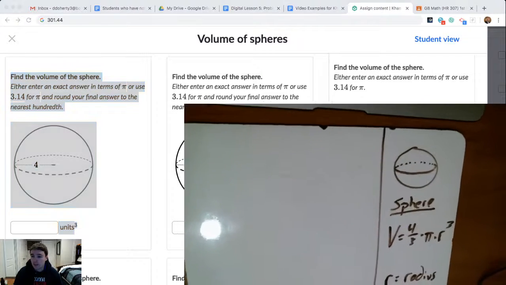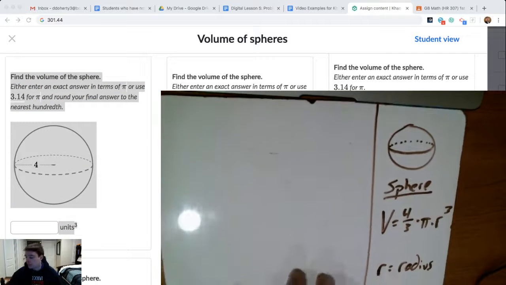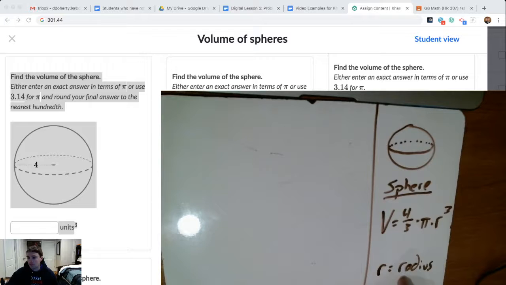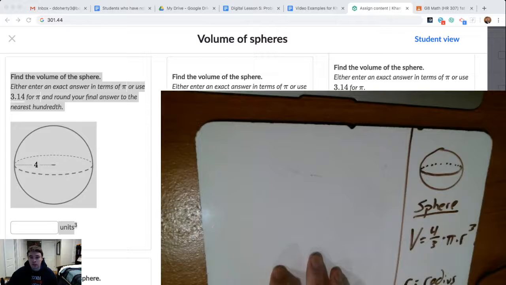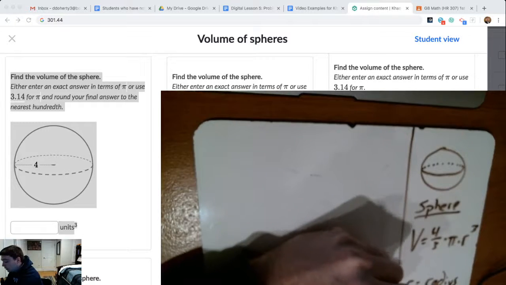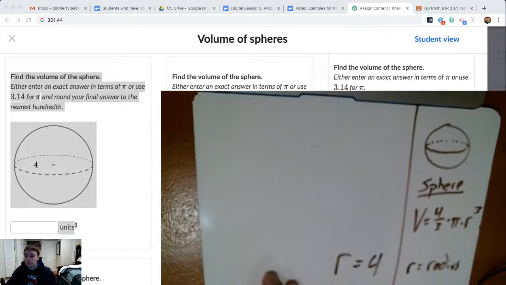The key for any volume of sphere problem, if the formula is V equals 4/3, the fraction, times pi multiplied by radius cubed, the one variable we need to know to find volume is the radius. In the case of the sphere that we're looking at here, it has a radius, an r, of 4.